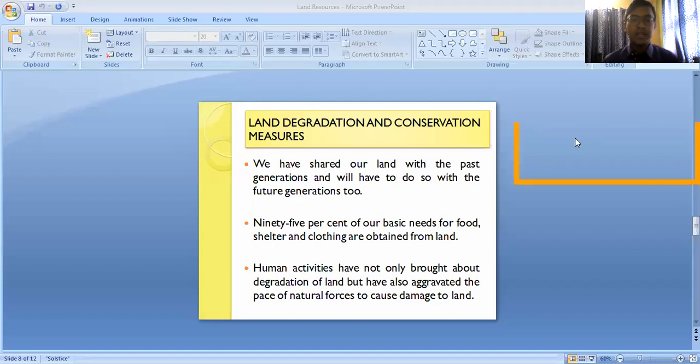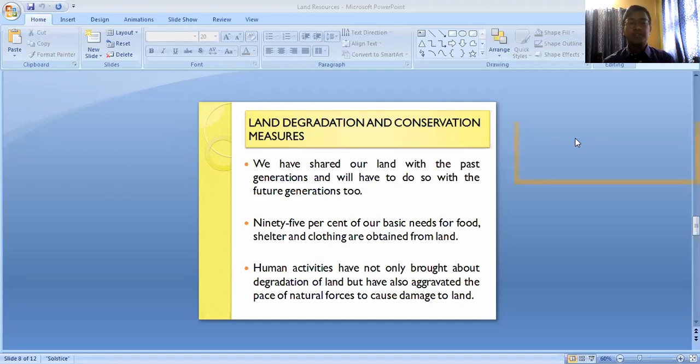Okay, so these land resources, which are being utilized for different purposes, have undergone the process of degradation. In many areas of our country, land degradation has taken place. So what are the causes of this land degradation, and how can we mitigate the problem of land degradation? That is what we are going to discuss today.